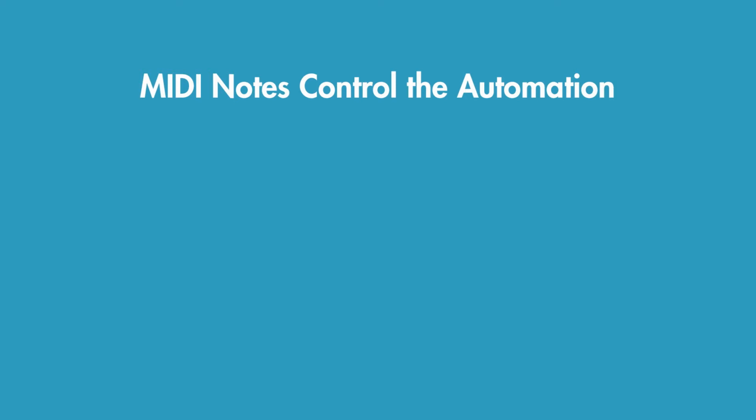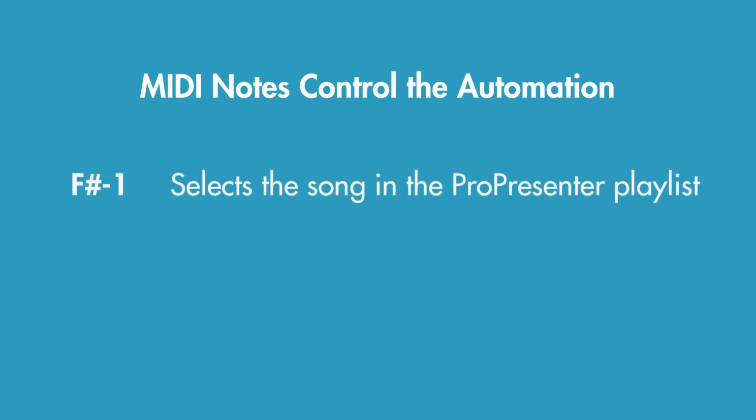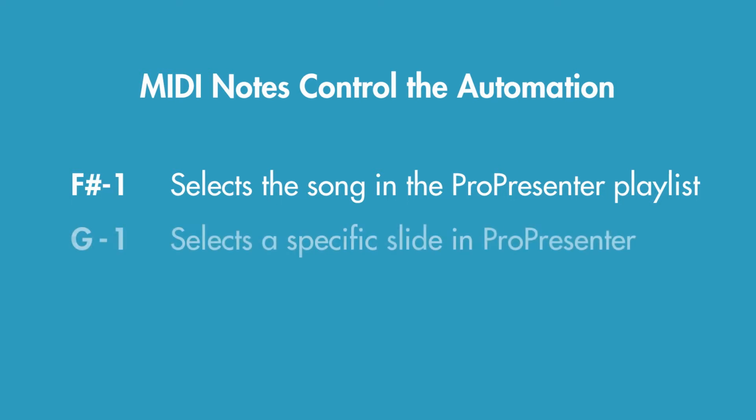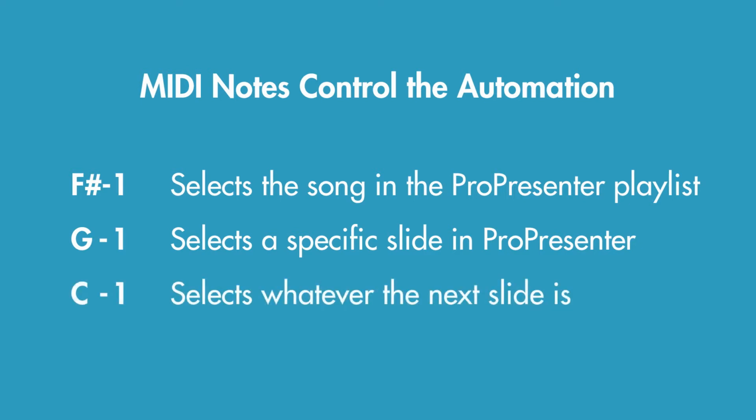We actually only use 3 MIDI notes to do our lyric slides automation. F#-1 selects the song in the ProPresenter playlist. G-1 selects a specific slide in the presentation, so for example, slide number 1 or slide number 10. Finally, C-1 tells ProPresenter just simply to go to the next slide, no matter what slide it's on. By using just these 3 notes, we have really precise control over what's displayed on screen.